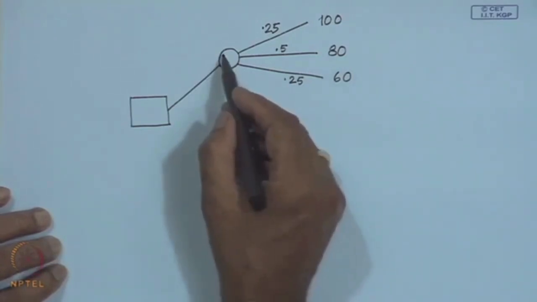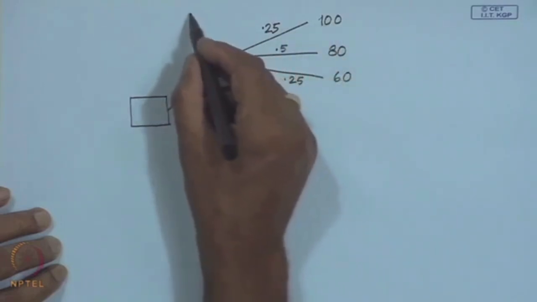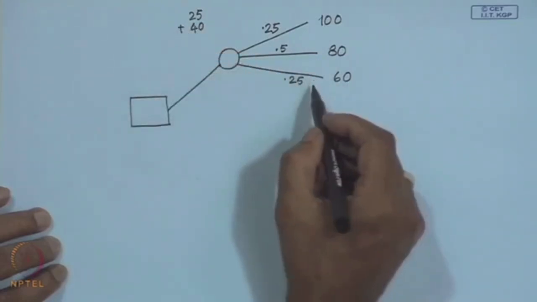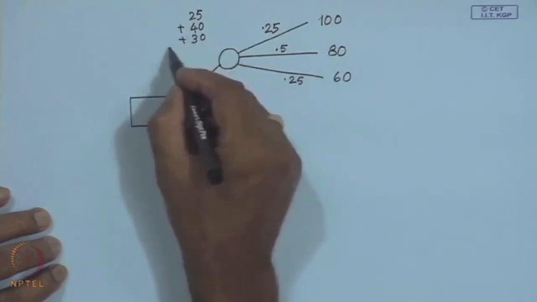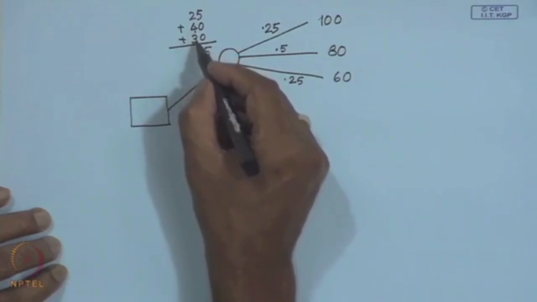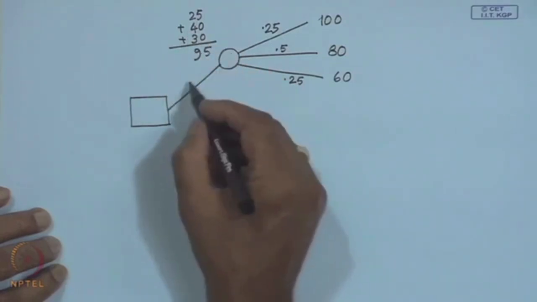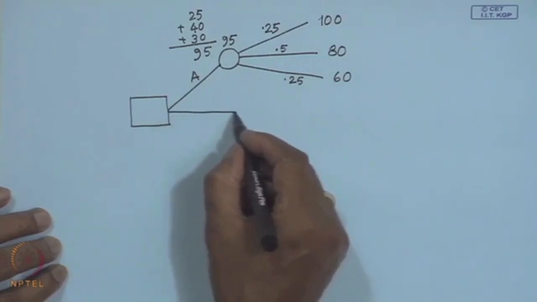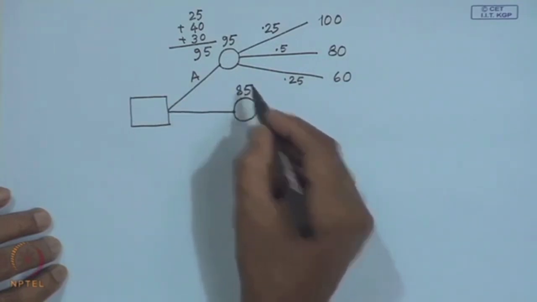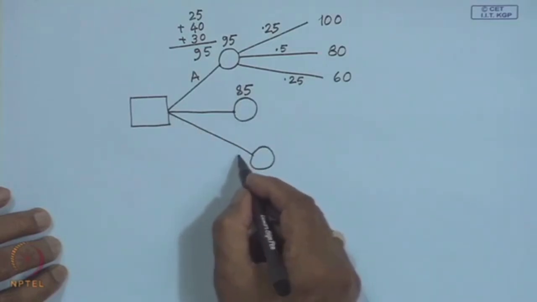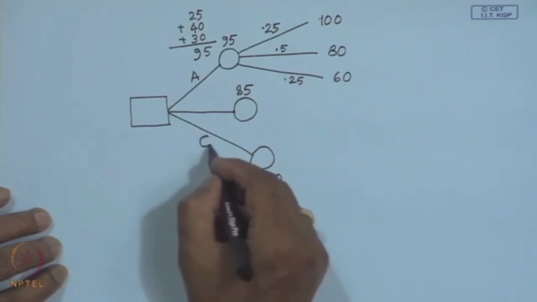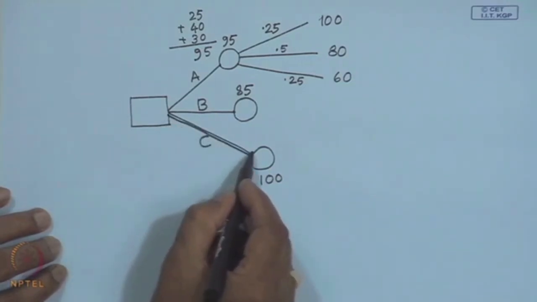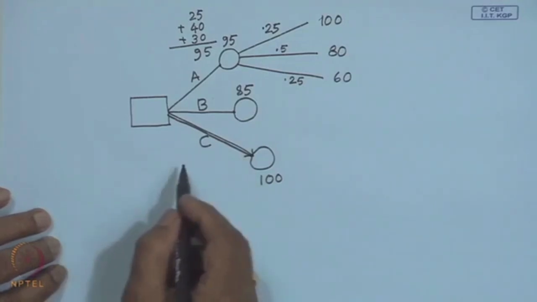Then the expected value here is this into this, 25, plus this into this, which is 40, plus this into this, which is 30. That gives a value 95. So, the expected value of alternative A here is 95. Similarly, we calculate for B, let it be 85, and for C, let this be 100. So, the best alternative to go for will be C rather than A and B, the maximum of these three.